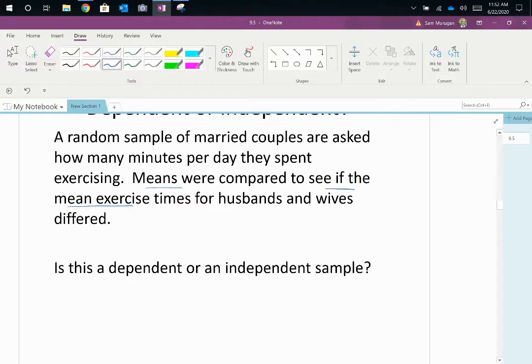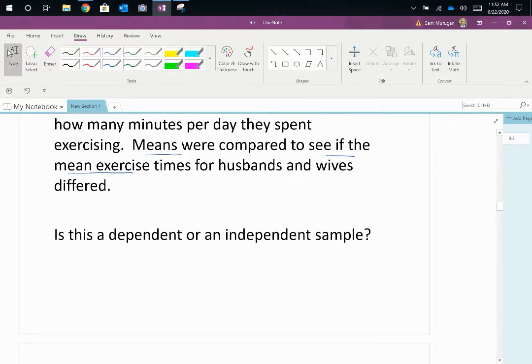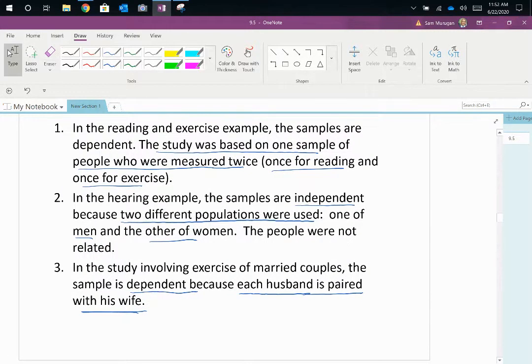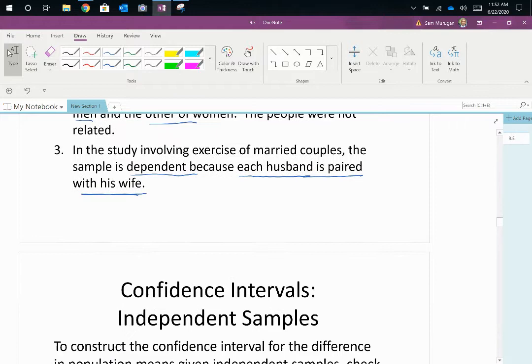The third example, a random sample of married couples are asked how many minutes they spent exercising. Means were compared to see if the exercise times for husbands and wives are different. In this sample involving exercise of married couples, the sample is dependent because each husband is paired with his wife when they compare the results. Okay, so the third one is a little tricky, but you can get it.